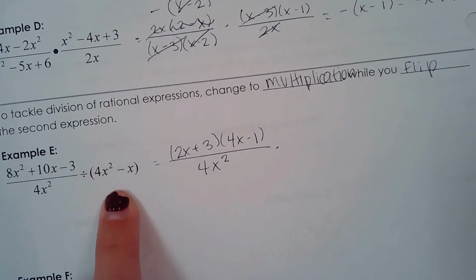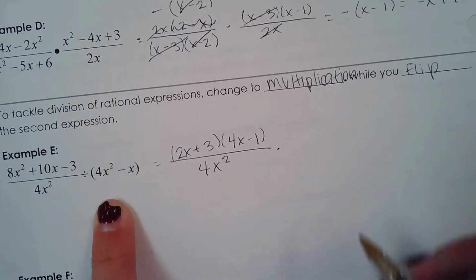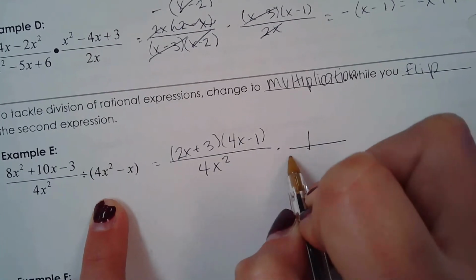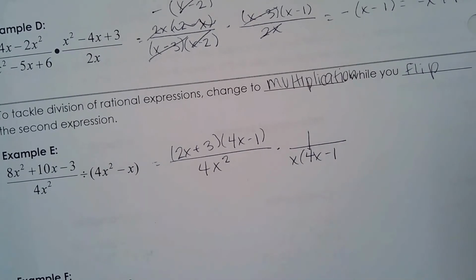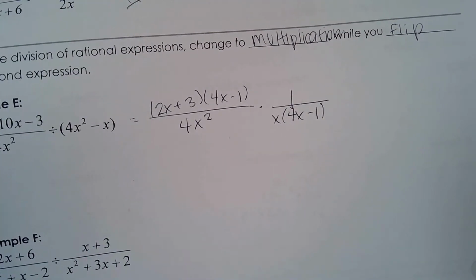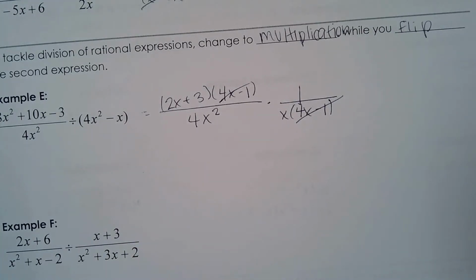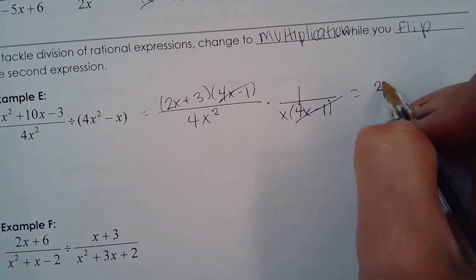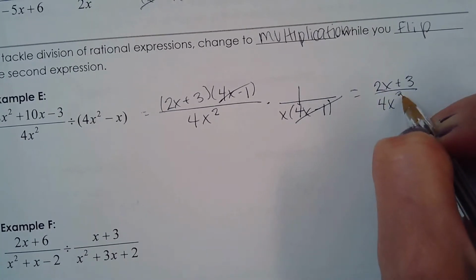Correct. So we're going to flip this one and make it 1 over that, but also pull out a GCF at the same time. So what will cancel? 4x minus 1. Anything else? That's it. So up top you're going to have 2x plus 3, and on the bottom you're going to have 4x cubed.